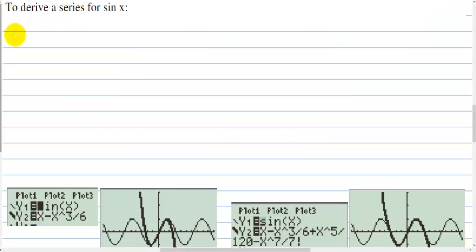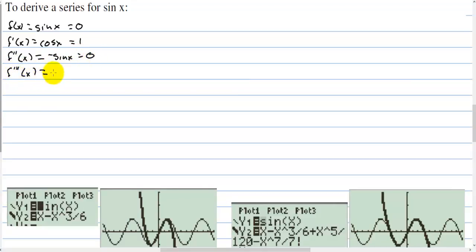To derive a series for sine of x, let's start with f of x equals sine of x. And when we evaluate this at 0, sine of 0 is 0. And then the first derivative is cosine of x, and cosine of 0 is 1. And then the second derivative is negative sine of x, which when we evaluate at 0 is 0. Third derivative is equal to negative cosine of x. Then when we evaluate this at 0, we get -1. The fourth derivative is going to be sine of x, and that is going to be 0. And we're right back to where we started. So fifth derivative is cosine of x, which is 1.